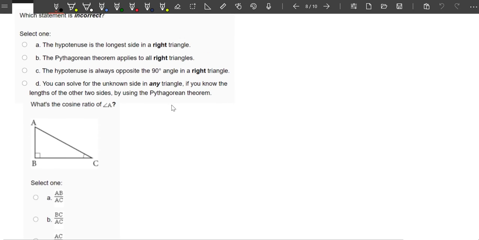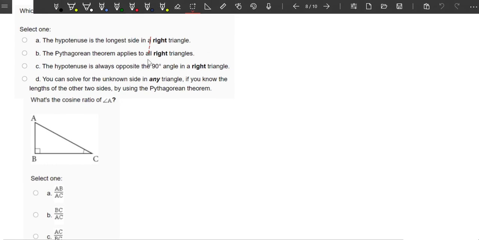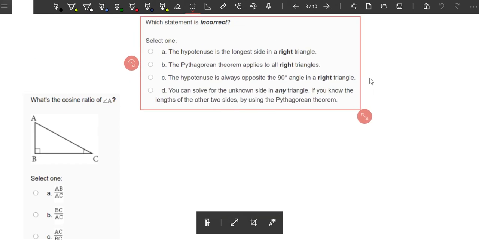Okay, here's a quicker one. It's looking for, again, I positioned this wrong. Which statement is incorrect?